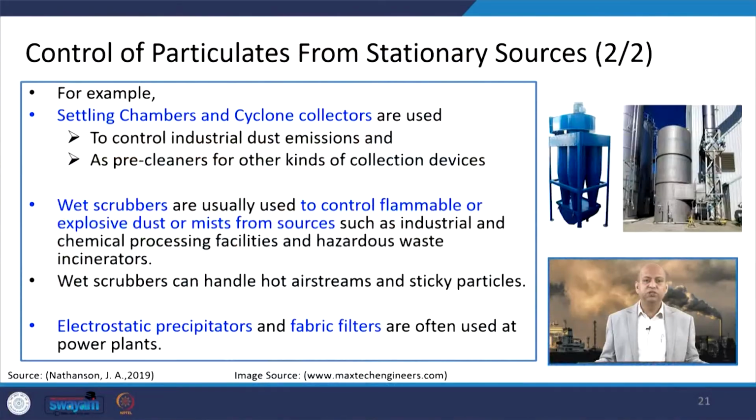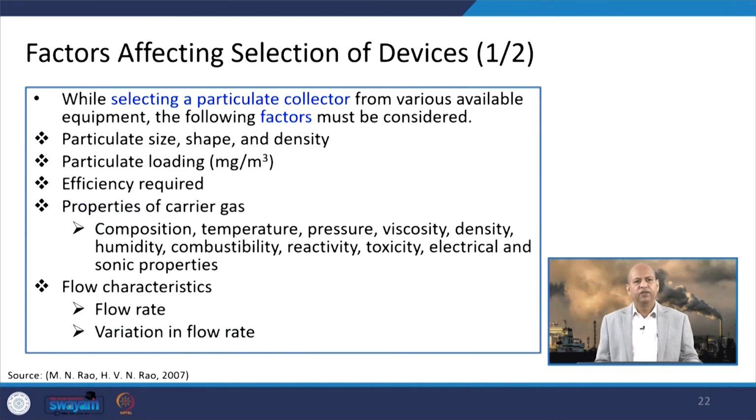Then wet scrubbers could be there, okay, depending upon flammable or explosive dust, etc. So, those wet scrubbers can be used in that sense, like for mist, etc. Then if you talk about electrostatic precipitators and fabric filters, they are also very popular, particularly in power plants, okay, coal-based power plants, where a lot of particulate pollution is there, and that can be controlled through ESPs or fabric filters.